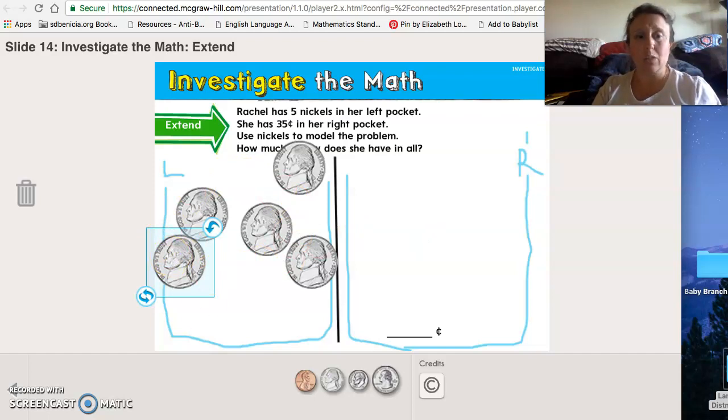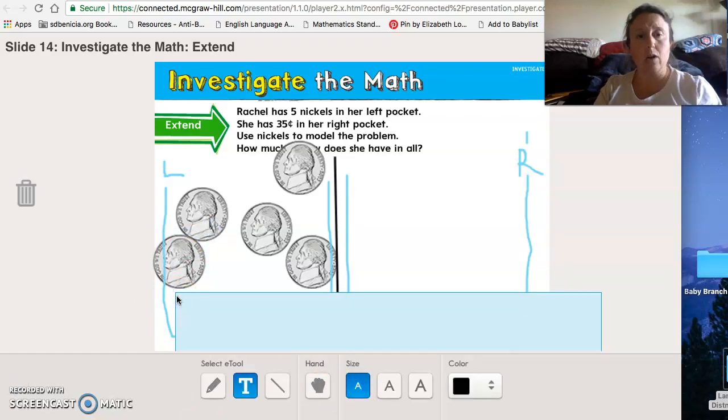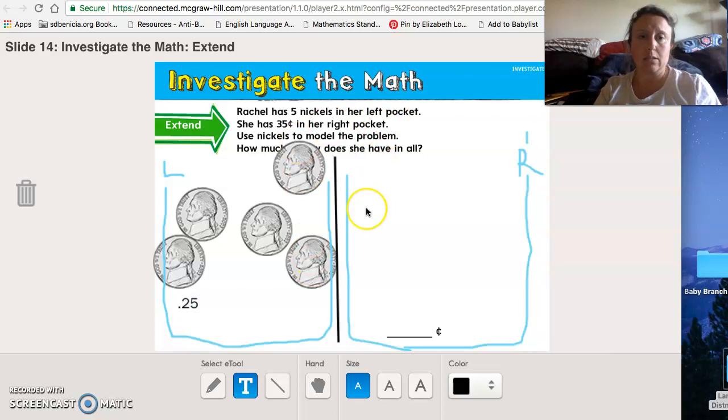All right, so there are 5 nickels in there, and the question is, how much money is that 5 nickels? We should probably write it down. So I'm gonna write right here. Well, let's count. 5, 10, 15, 20, 25. That is 25 cents.